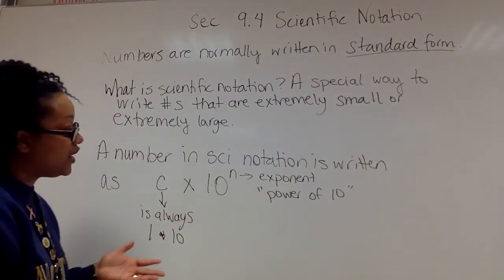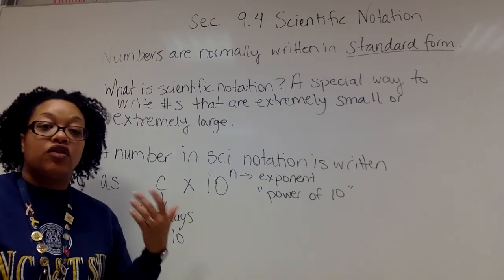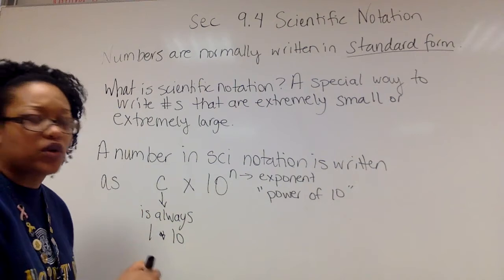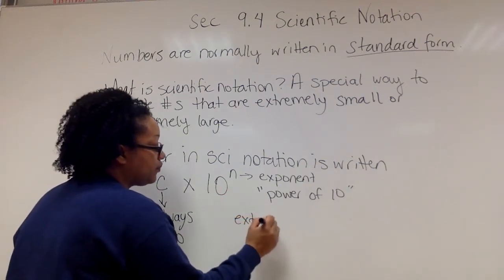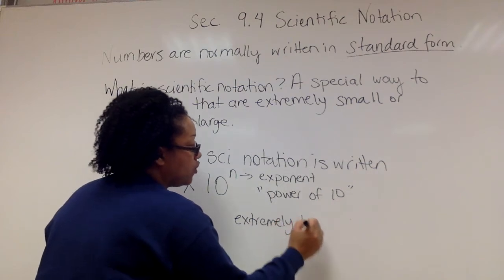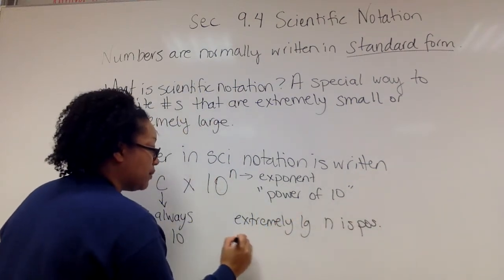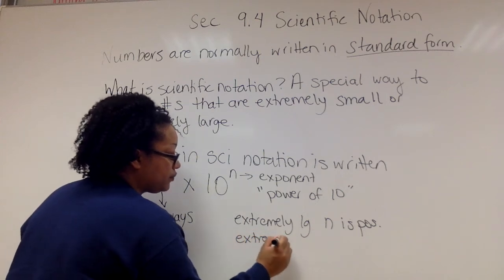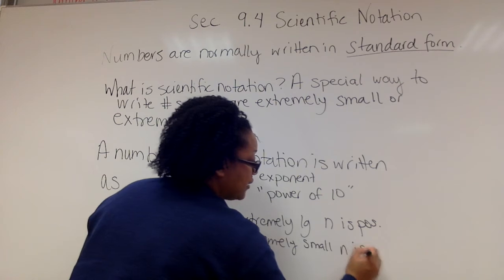You'll know that if your number is extremely large, your N will be positive. So I guess we'll go ahead and write that. Extremely large number, your N is positive. Extremely small, your N will be negative.